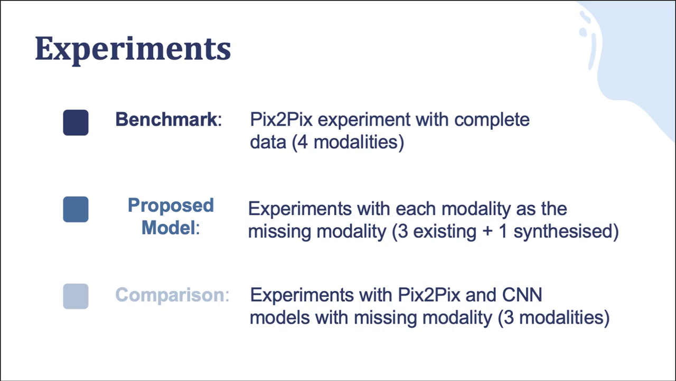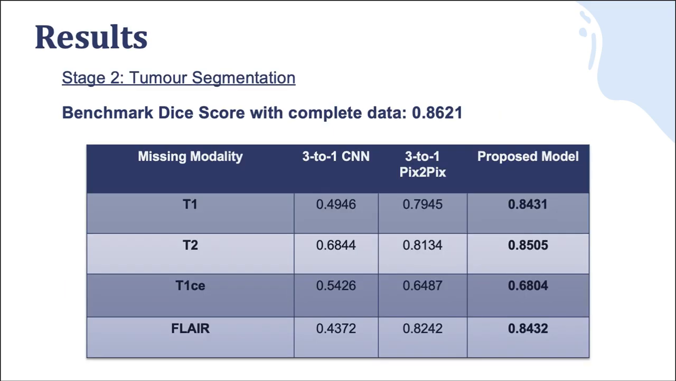of our proposed model. Looking at the simplified results table, we can see that our proposed model performs significantly better than the comparison models for all missing modality experiments. We can see that the proposed model is able to achieve high dice scores, which were almost comparable to the benchmark dice score of 0.8621 obtained using complete modality data. We can also see the significant improvement of dice scores using the proposed model compared to the CNN and pix2pix comparison models, which were unable to handle the missing modality and achieved poorer dice scores.